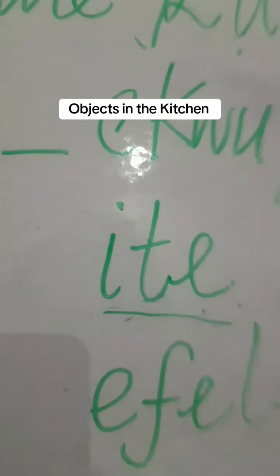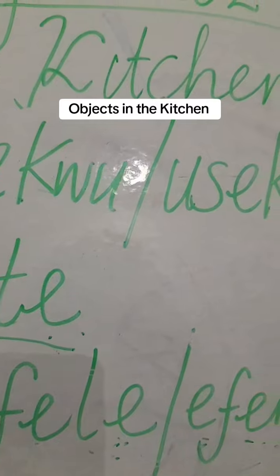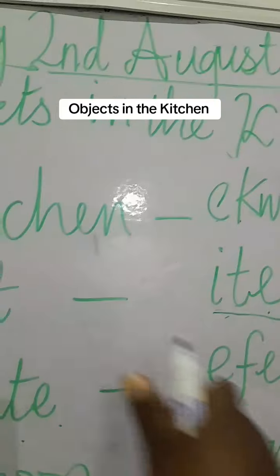Now, we also have the fireplace. Fireplace can also be called eku, where you put fire. Those days we used firewood to make food. So that's how we come about the word kitchen.